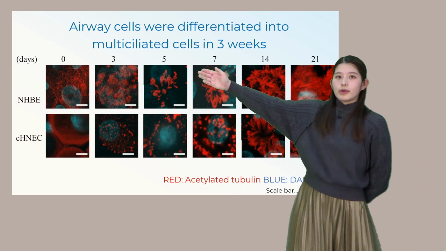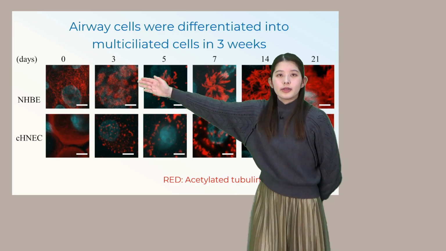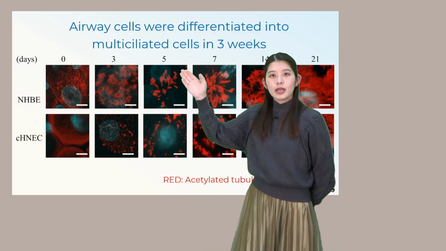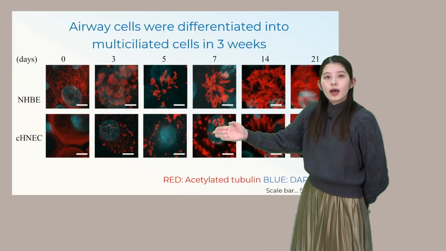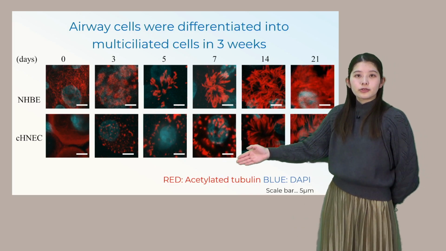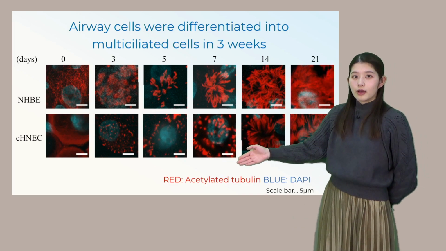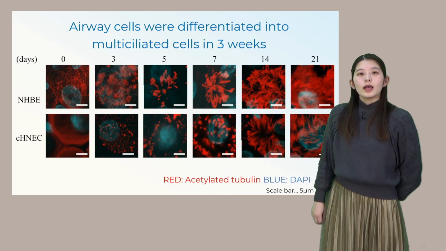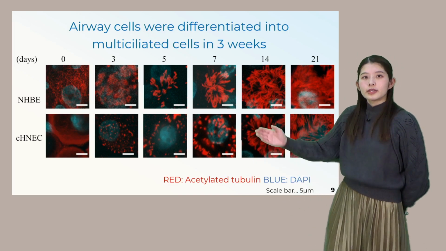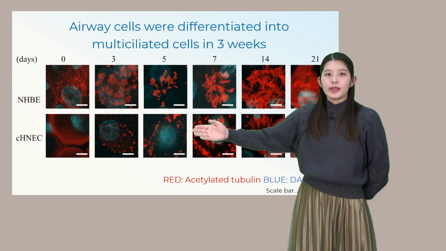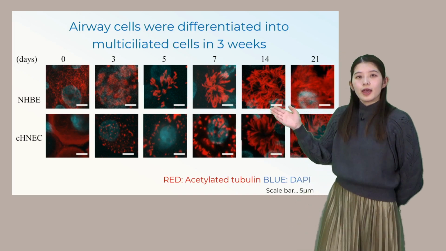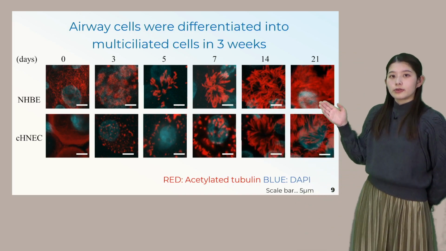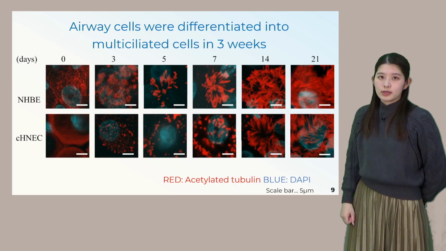Day 0 shows the starting day of LLI, and I made samples chronologically. I stained with acetylated tubulin in red, which is a marker of cilia. As a result, the cells showed cilia clearly from about 7 days, and it developed, and by 21 days the cell surface was fully covered by cilia.